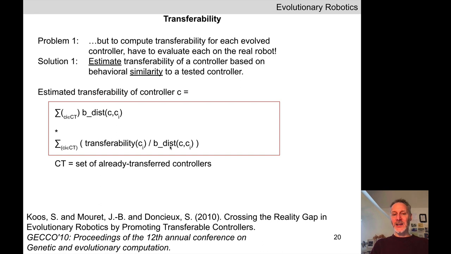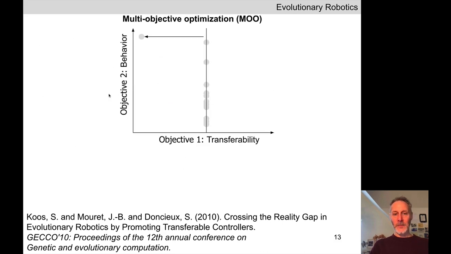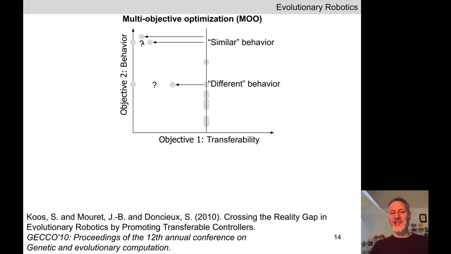It's behaviorally distant. Okay, so we can use this equation to estimate the transferability of this one, this one, this one, this one, this one, this one, this one. And using that estimate, you would get something that kind of looks like this. This controller that's close to this one, I'm going to estimate it has a similar transferability. This one, it's probably not going to differ that much from the mean.